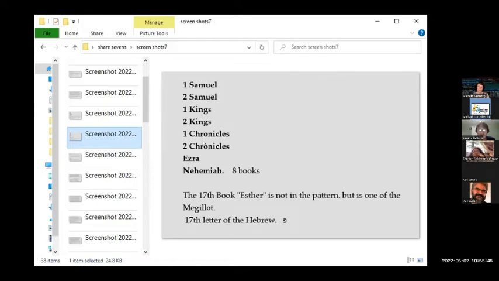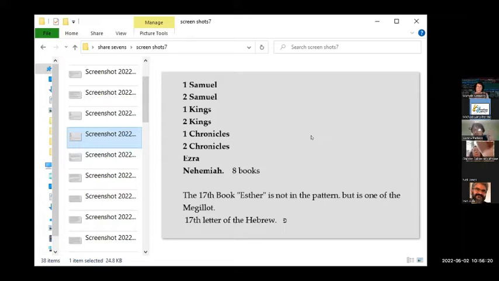And then these next books here that are in bold, 8 books. And then the book Esther is not in the pattern. So it actually skips Esther, the 17th letter. And she is one of the 5 scrolls also. What are those 5 scrolls? The 5 scrolls are the Book of Ruth, Esther, Ecclesiastes, Lamentations, and Song of Songs. Those are the 5.